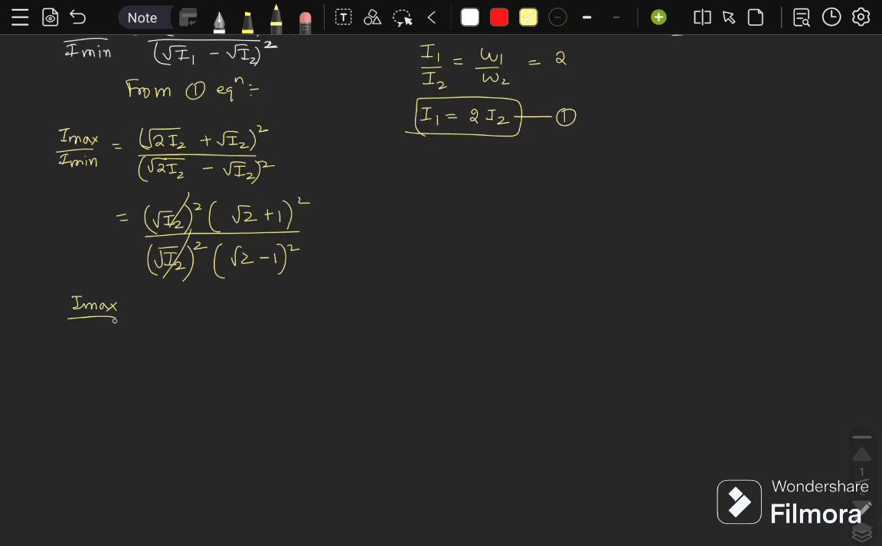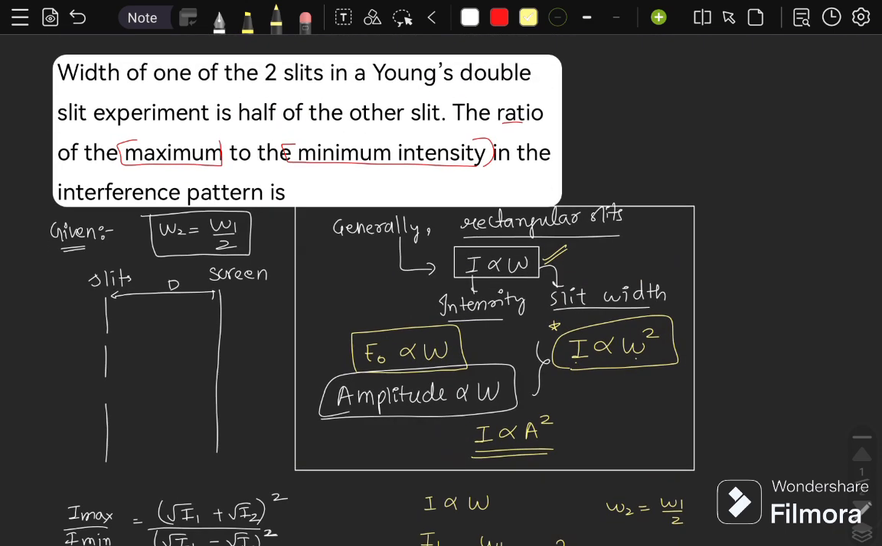So I max by I minimum is equal to 2 plus 1 plus 2 root 2 divided by 2 plus 1 minus 2 root 2, just using the A plus B whole square and A minus B whole square identities. We get the ratio as 3 plus 2 root 2 by 3 minus 2 root 2. So this is our answer. The required answer is 3 plus 2 root 2 by 3 minus 2 root 2. Thank you.